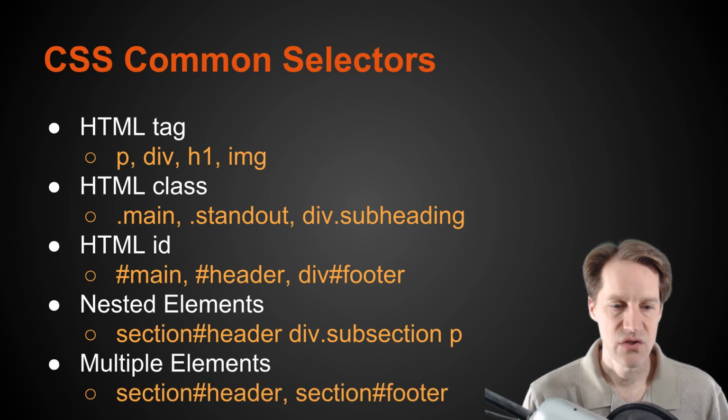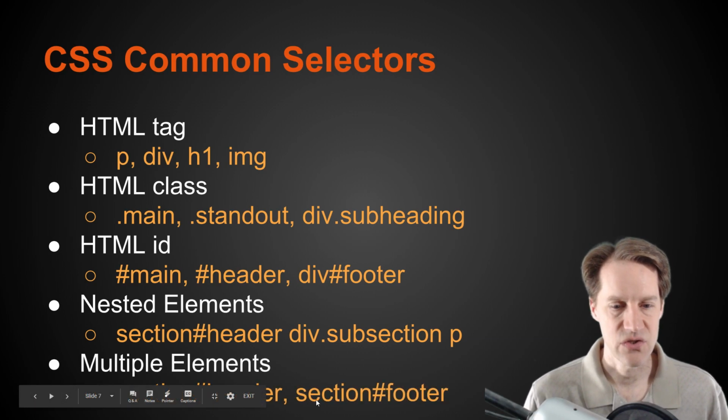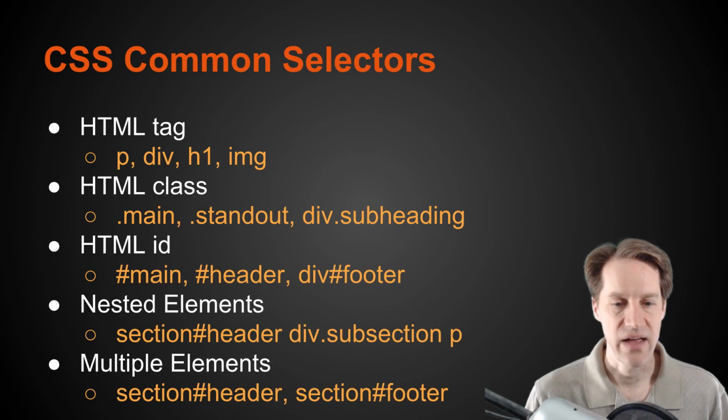And lastly, you can choose multiple elements to style. So your selector can say, you could do a section tag with an ID of header and a section tag with an ID of footer. A comma between them allows you to do multiple elements at the same time.